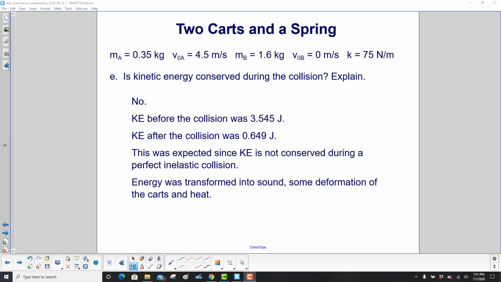Is kinetic energy conserved during the collision? Well, very simply, no. Before the collision, this was our kinetic energy, and after it decreased all the way here to 0.0649 joules. We actually expected that because kinetic energy is not conserved during a perfect inelastic collision, but it's nice that the math worked out. Where did that energy go? We didn't lose it, of course, but it was transformed into sound, some deformation of the carts, and heat.